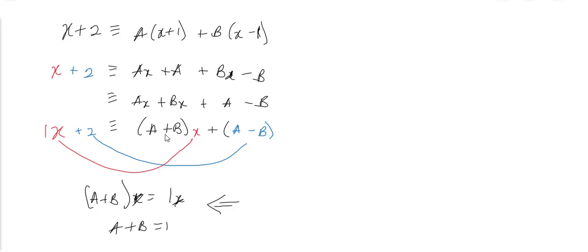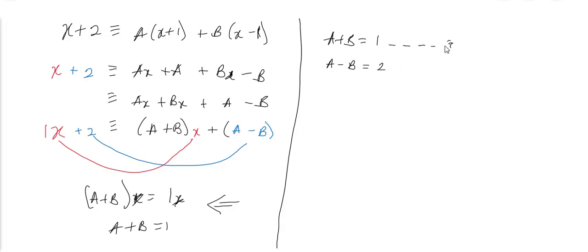That is, the coefficient of x in the left hand side should be equal to the coefficient of x in the right hand side, and the constant term in the left hand side should be equal to the constant term in the right hand side. So doing the comparison, I can say that a plus b is equal to 1, and also a minus b is equal to 2. Now this gives you two equations to solve simultaneously.